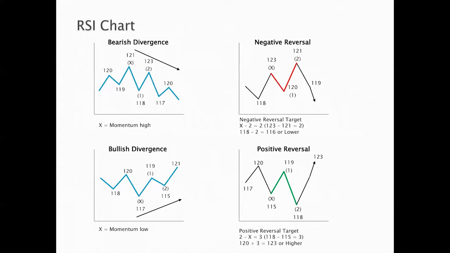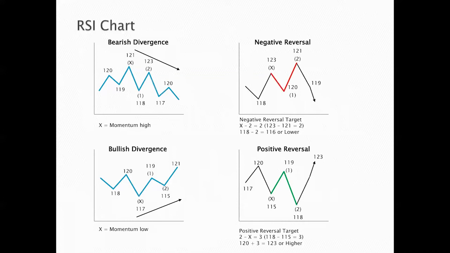Now look at the right-hand side, top right. It rallied to 123. It sold off to 120. Then it rallied to 121. Well, the RSI rallied, but price did not go to a new high. So it became more, and this is why I use the word overextension. It became more overextended at a lower price.